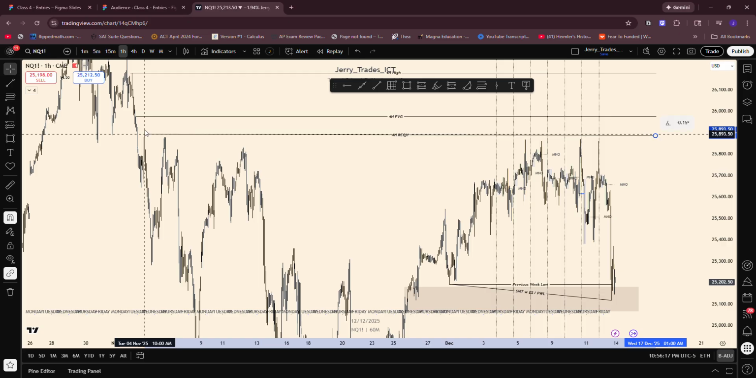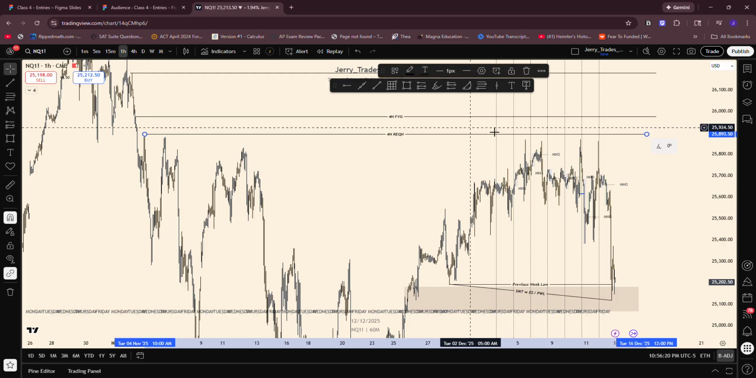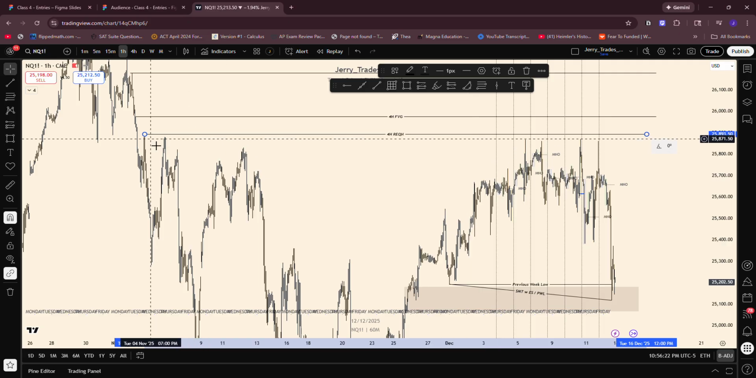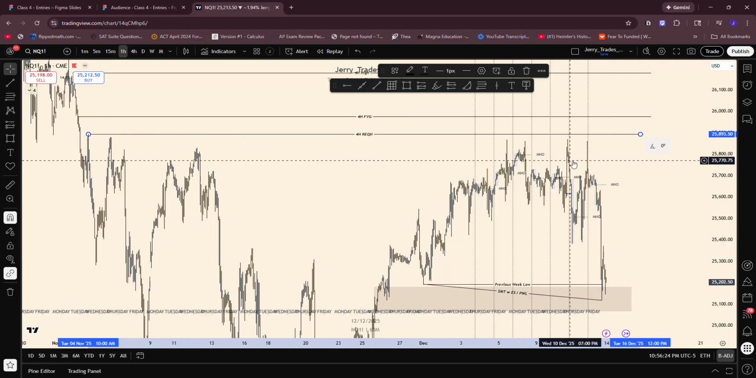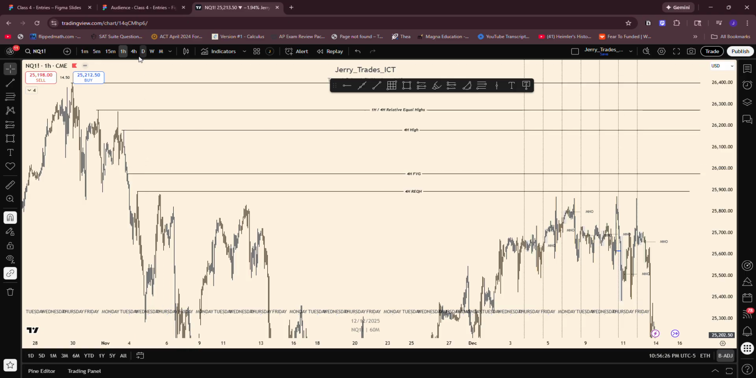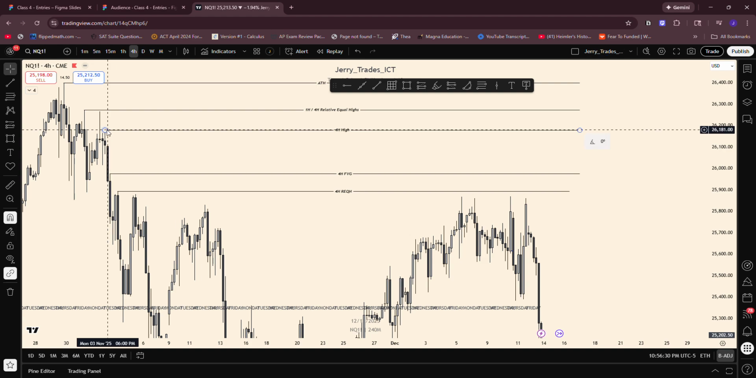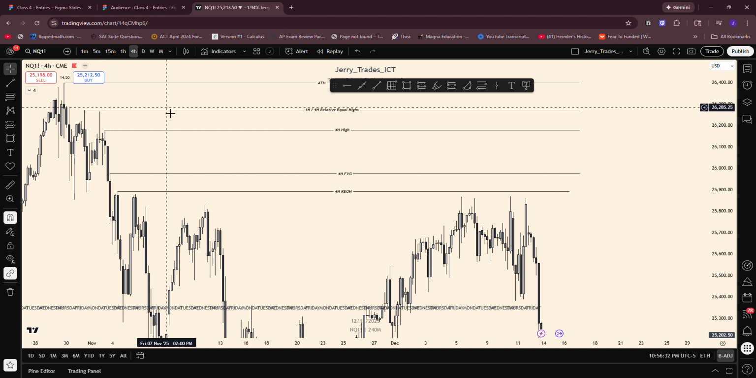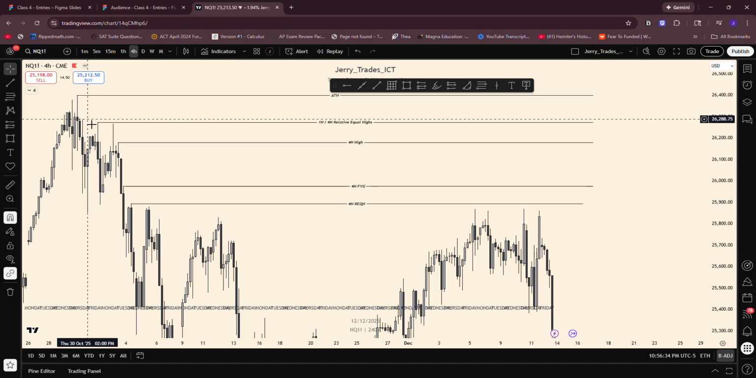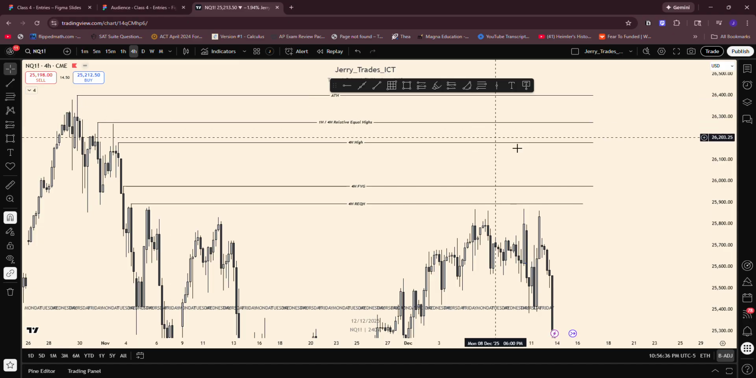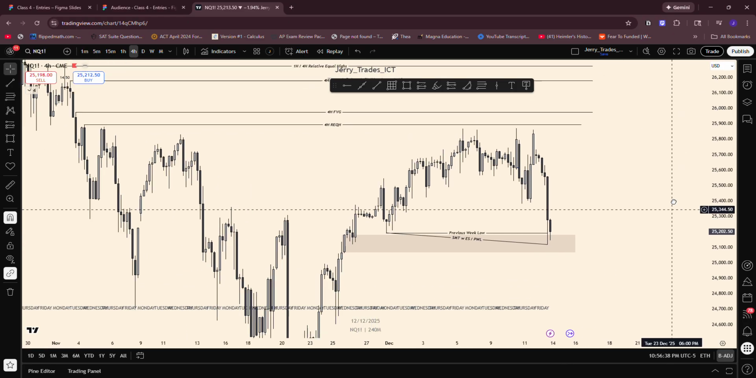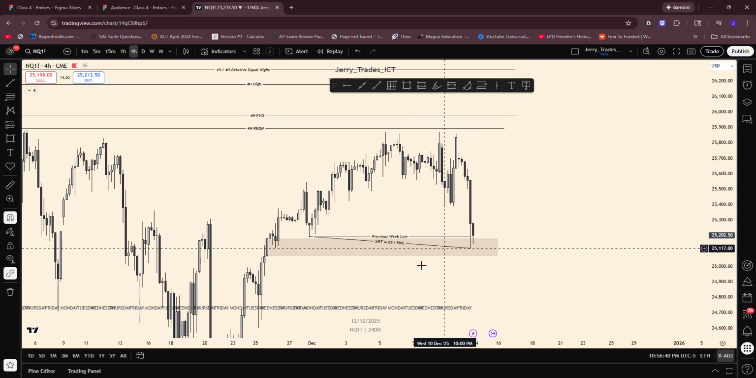But we do have a lot of engineered liquidity on NQ right now. We have all these highs stacked on top of each other, right? We have these two highs and then all these highs over here, and then we also have 4 hour imbalances, right? This 4 hour unfilled fair value gap, we have this 4-hour high, we have these 4-hour relative equal highs, which are also 1-hour relative equal highs around here, and then we have all-time highs.